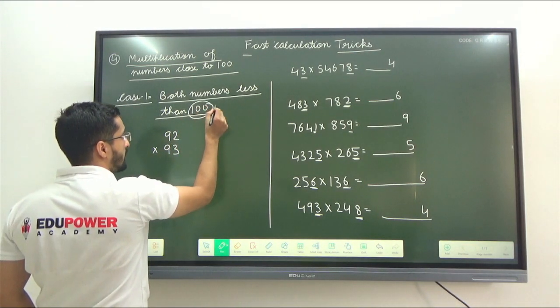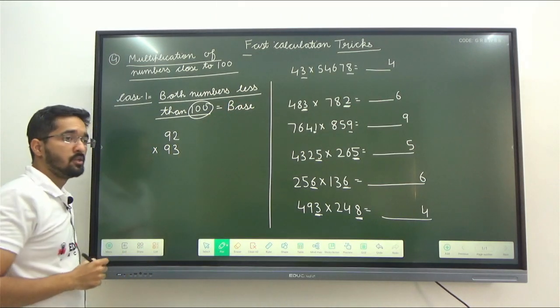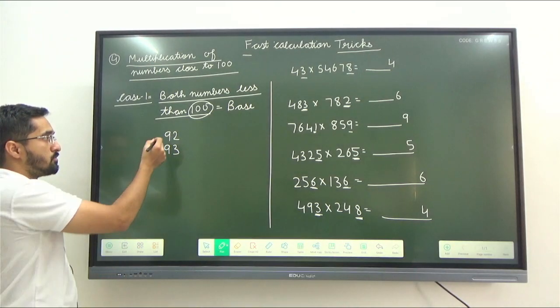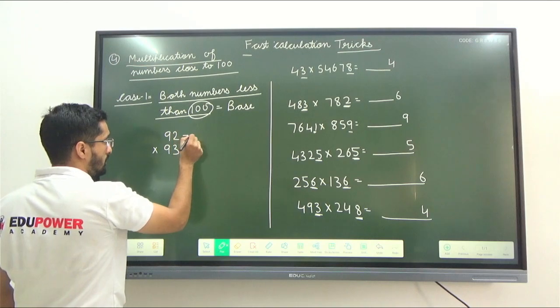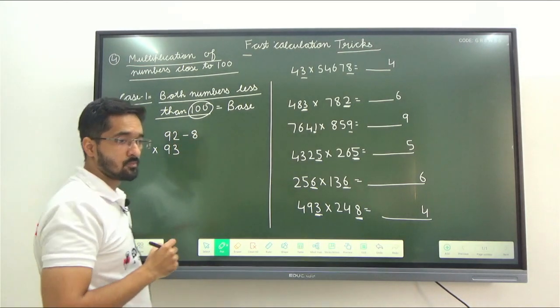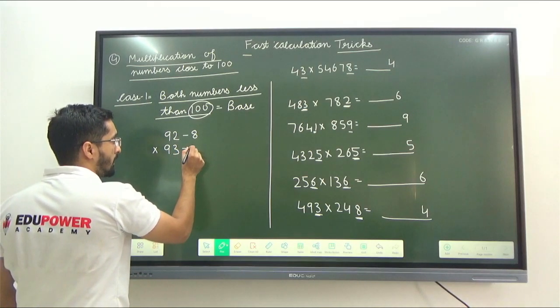What we have to do is take a base. This 100 is our base. Now, how much is 92 less than 100? It is minus 8. And how much is 93 less than 100? It is minus 7.